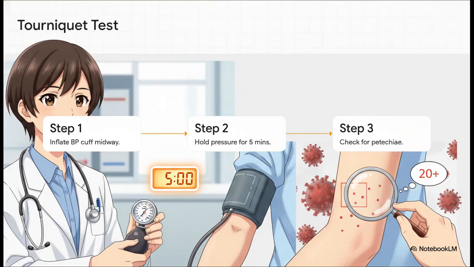To check for this kind of capillary damage, doctors use a surprisingly simple, non-invasive method called the tourniquet test. Here's exactly how it works. You inflate a standard blood pressure cuff to a midway point and hold that pressure for exactly 5 minutes. Then you release it and look at the inner elbow. If the blood vessels are damaged by dengue, that pressure will cause tiny microhemorrhages right under the skin, which we call petechiae. If you can count 20 or more of these tiny red spots in just a 1 square inch area, that test is definitively positive for severe dengue risk.